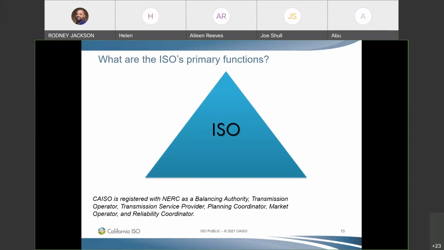So before I get into what the primary functions of the California ISO are, let me pause right here and see what questions you have for us so far.